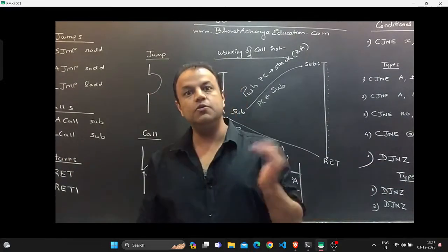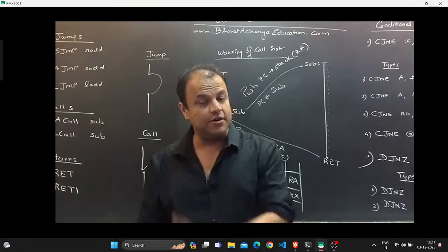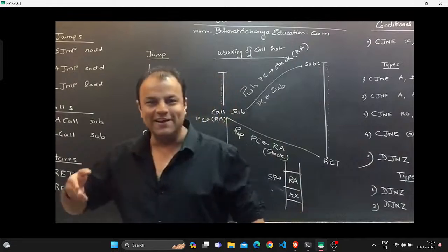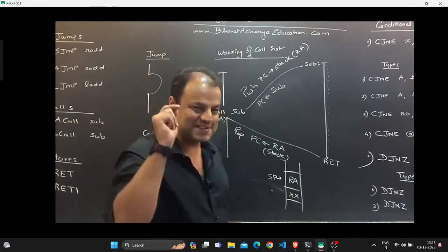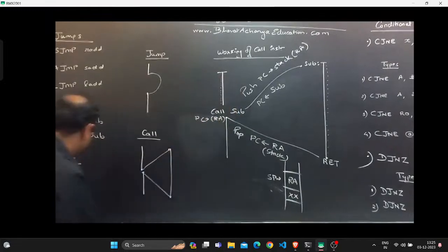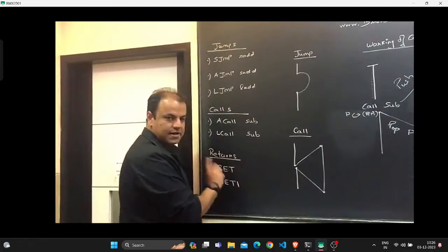On that return, the processor will do a pop. Now it should get back the correct return addresses. You store 1, 2, 3, you will obviously get back 3, 2, 1, because that works on the principle of last in, first out. That is why the return address is always stored in the stack. I hope you understood this. So that was your call instruction and return instruction.